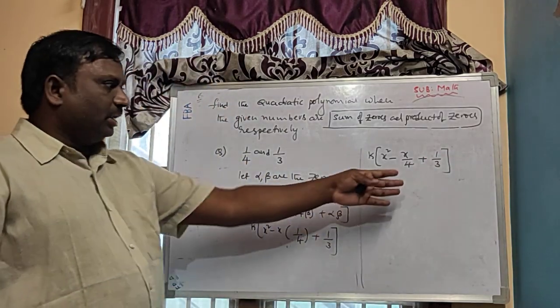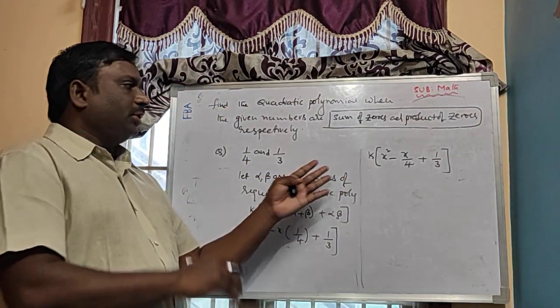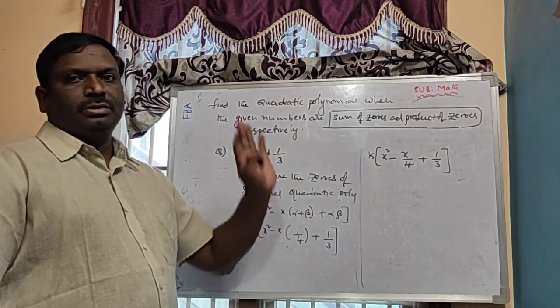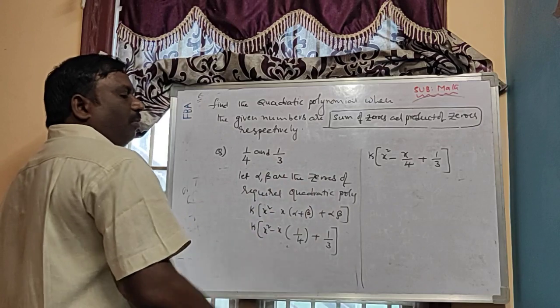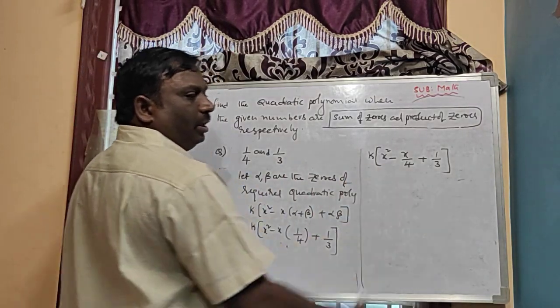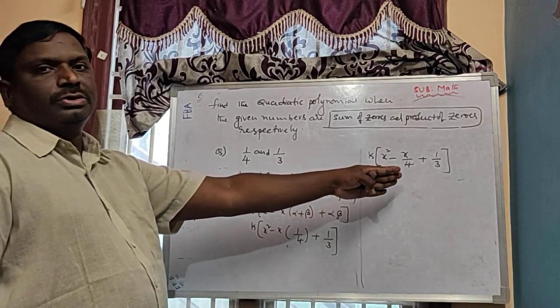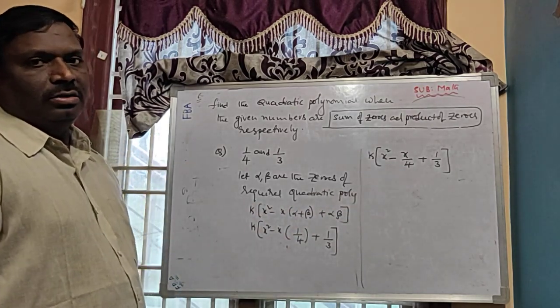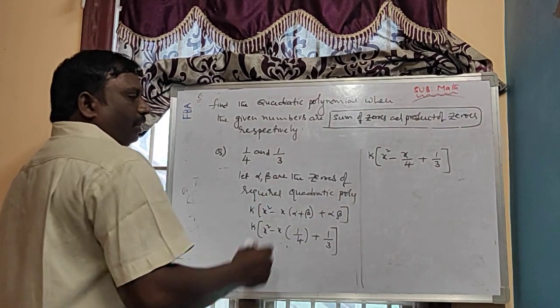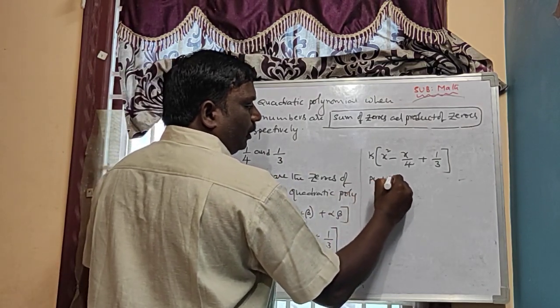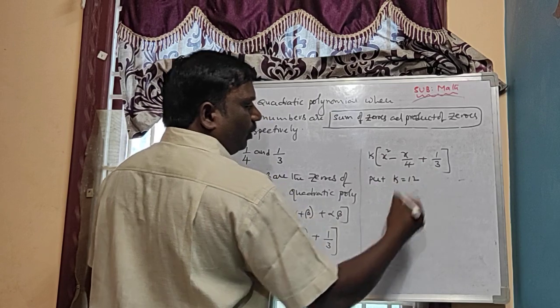Here two denominators are there. In the previous question only one denominator was there, and I said to take that number here. When two denominators are there, you can take the LCM of those two values. What is the LCM for those two values? 4 3s are 12, you can take 12. Then put k value equal to 12.